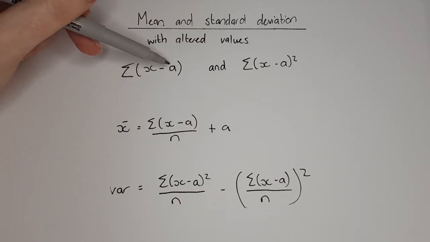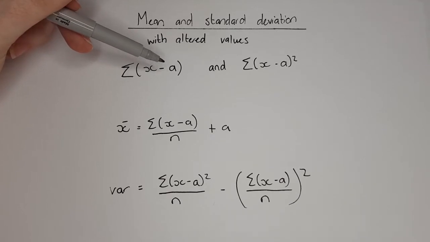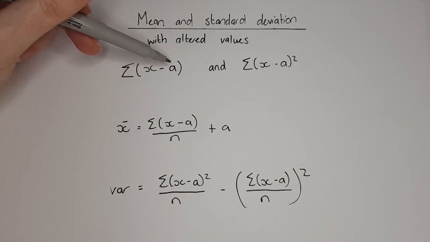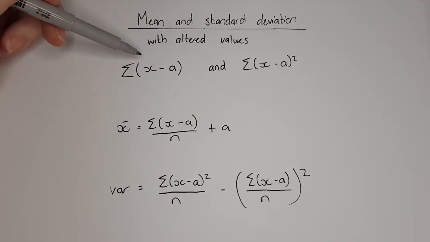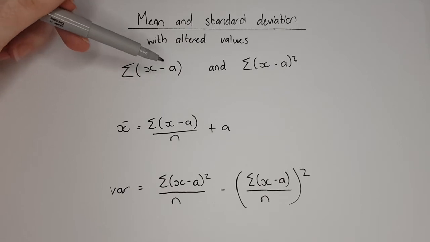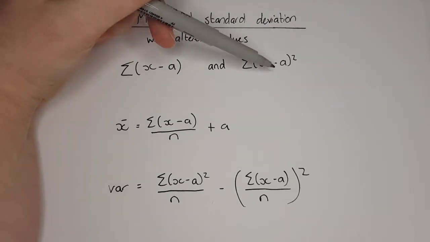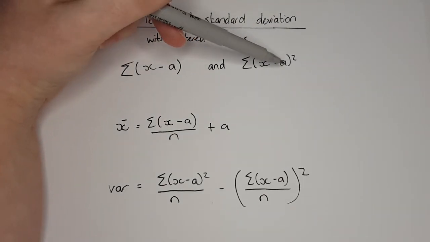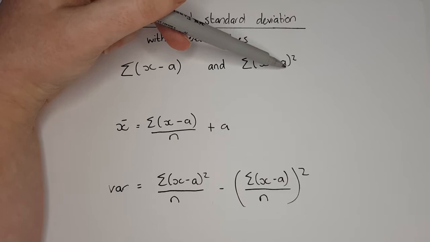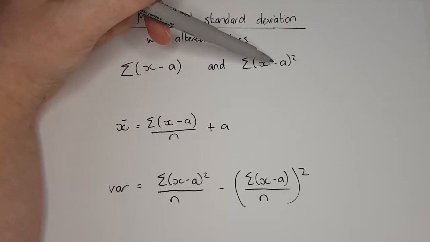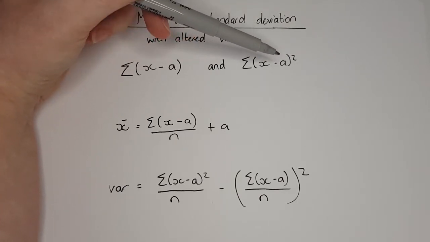So I usually take it away because it means I've got really big values sometimes, and I want to rather work with smaller ones. So I take a specific number away from each value so that I can work with those smaller ones, and then I will get what I call the assumed mean. I can do the same thing with my squared values by taking a specific number away from each x first and then squaring them all together.